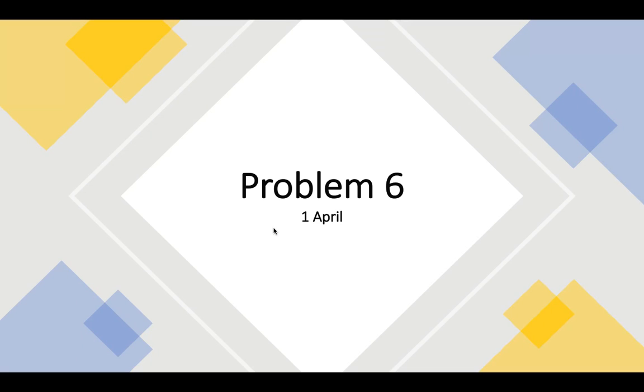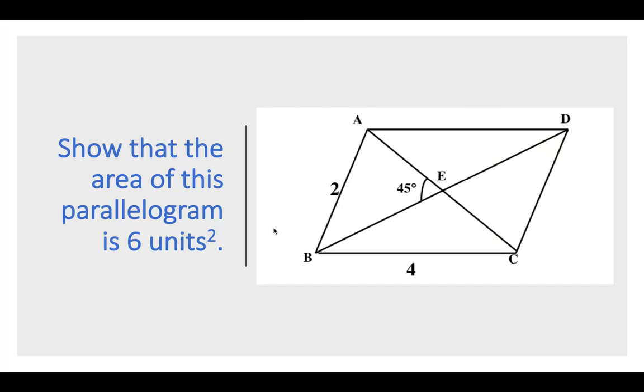Okay, problem 6. My goodness, we've been going for 6 days. 28. Show that the area of this parallelogram is 6 units squared. A parallelogram has sides of length 2 and length 4 and an angle between the diagonals of 45 degrees.